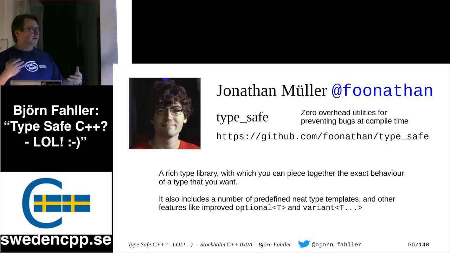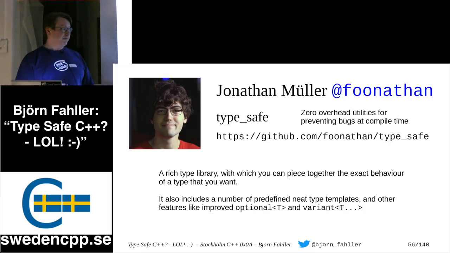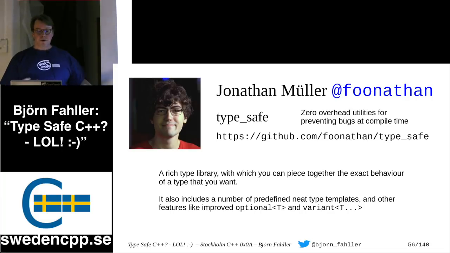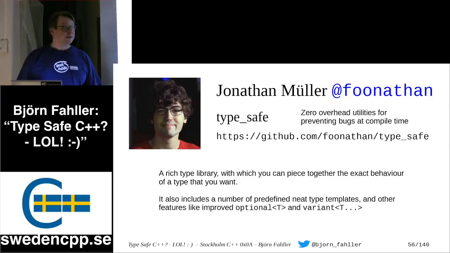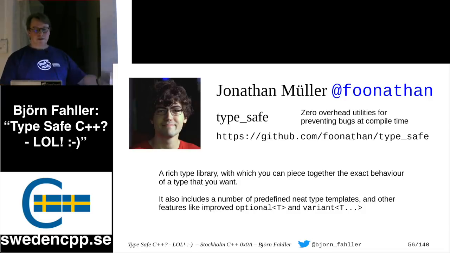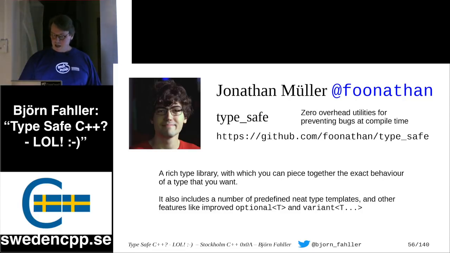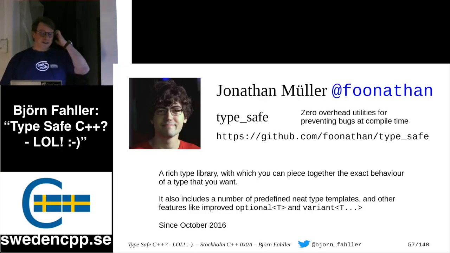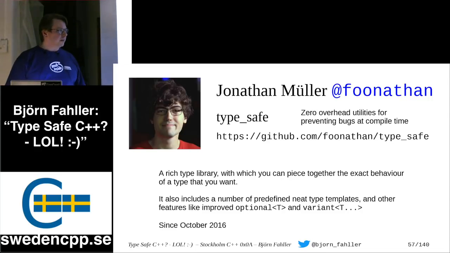It's quite a rich library. It contains actually much more than just type safety. For example, it contains versions of std::optional and std::variant that are arguably better than the standard versions. There are other things in there too. So I think maybe the description of the library could be changed to say what it does. This was introduced in October 2016, and I'm really surprised that it wasn't longer ago. When I saw this library, I was completely blown away because he thought about some things that I had not thought about at that time.